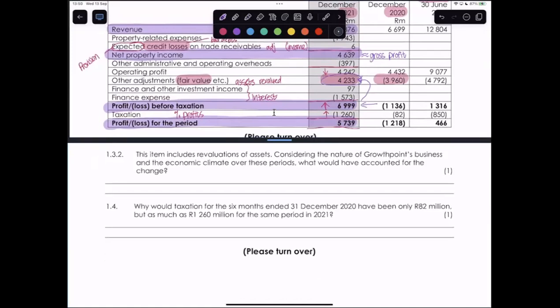Considering the nature of Growth Point's business, what is the nature of their business? They own property. And the economic climate over these periods, think about what happened in 2020 and 2021. The economic climate was hugely shadowed by COVID. So what would have accounted for the change? If you give it a little bit of thought, you'll realize immediately there was COVID, and so you can specify that in your answer. And as a result of COVID, the property values fell.